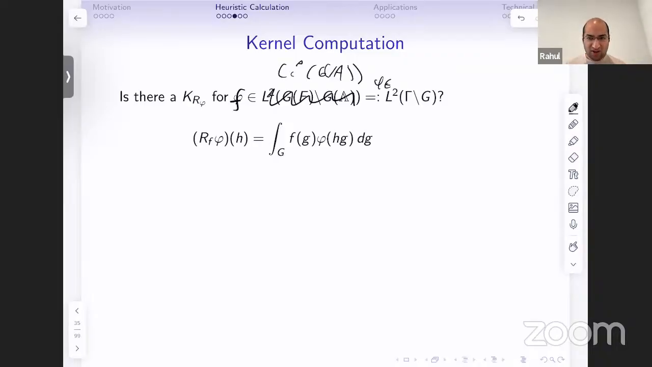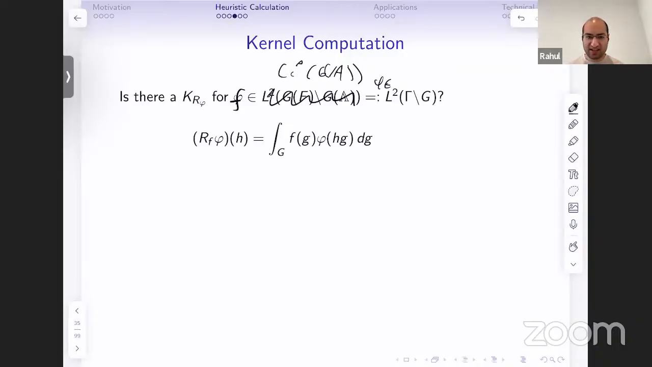Okay, so we're going to take this function phi inside the L2 space. We're going to apply this convolution operator to it, and we're going to evaluate at a point h. And remembering the way the group elements act on phi, we're going to get this. This is just writing out all the definitions of what this means. Okay, so if you remember the formula for a kernel operator, basically this is almost good, except for two things.